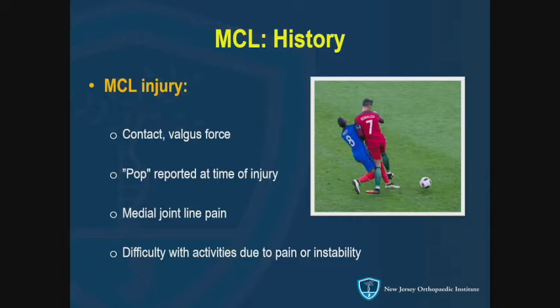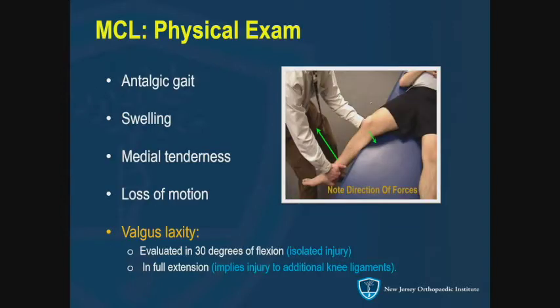Patients will usually describe a pop or a tear. The more it tears, the more they will describe that to you. They'll generally be pointing to the medial side of the knee, saying there's pain there. And again, the more severe the sprain, the more difficulty they're going to have with normal activities. Again, these patients will be limping. There will be swelling and sometimes bruising on the medial side of the knee.